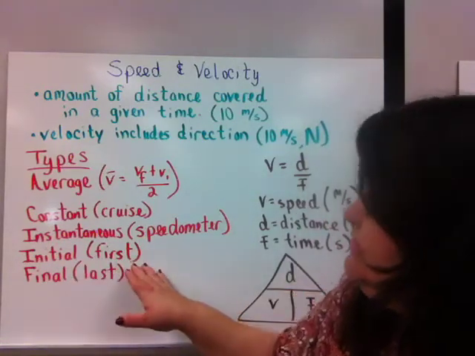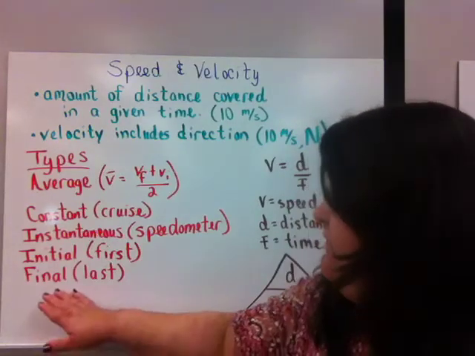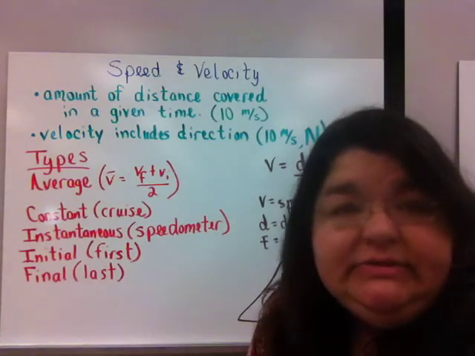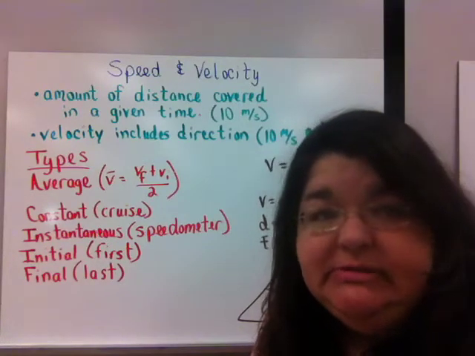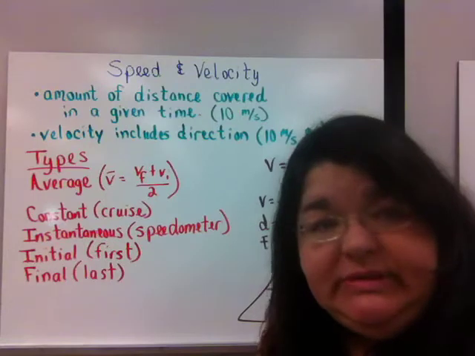Now, the initial speed is your first speed, and final speed is your last speed. We're going to be using those a lot, but I want to make sure you understand that initial does not always mean 0 or the lowest speed.